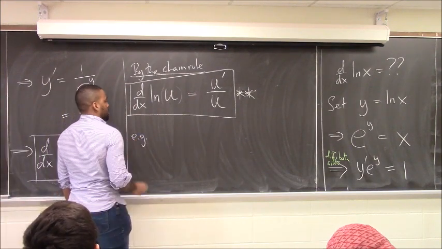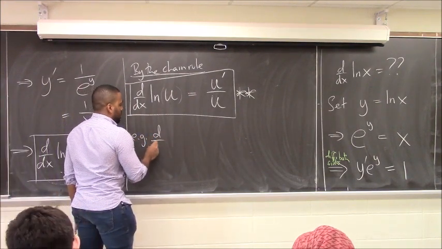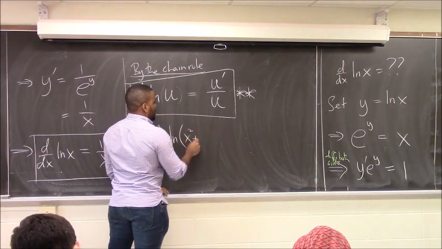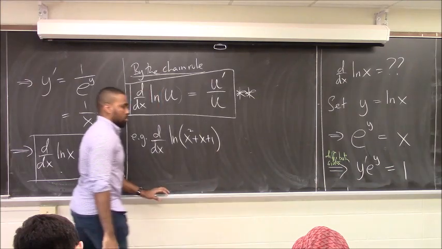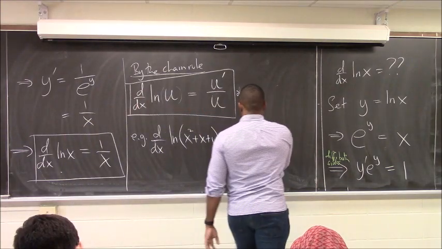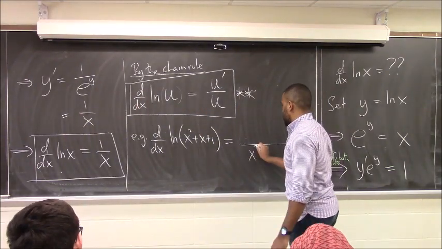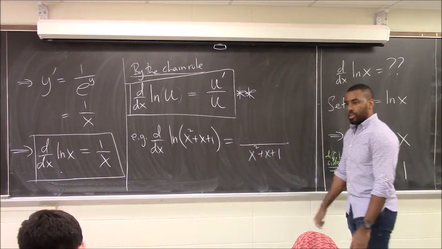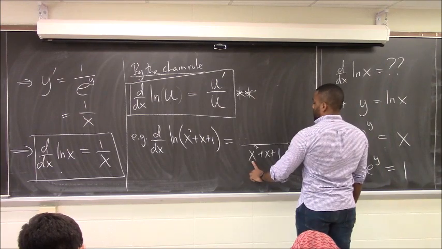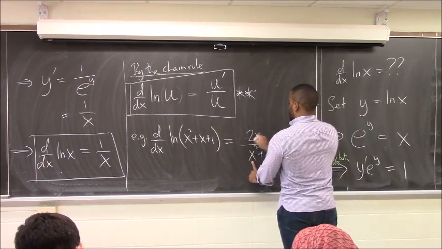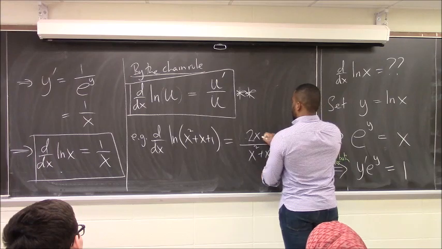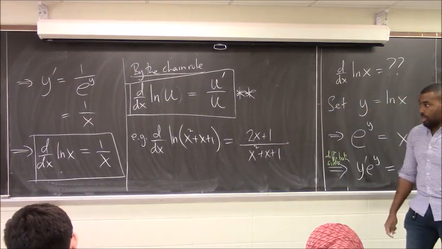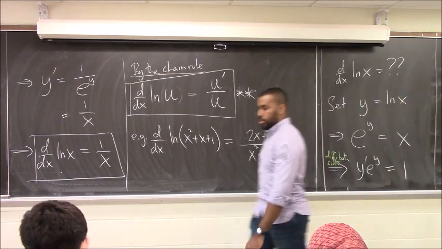Quick examples applying this here. If I wanted to find the derivative of ln of x squared plus x plus 1, I would put what's inside the log underneath, and on top I would put the derivative of that. Derivative of x squared we know is 2x, derivative of x we know is 1, derivative of 1 we know is 0, and so that is the answer, that is the derivative of that function.